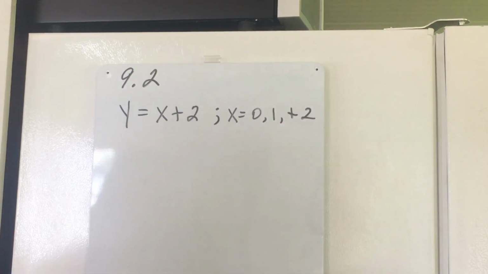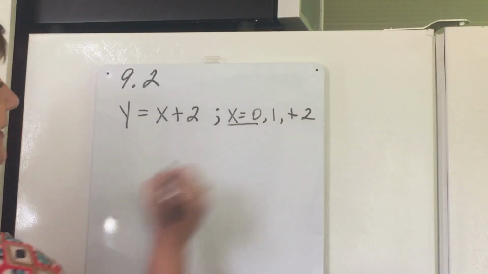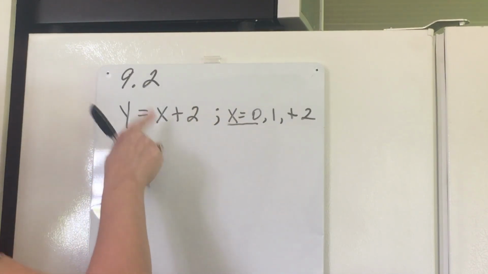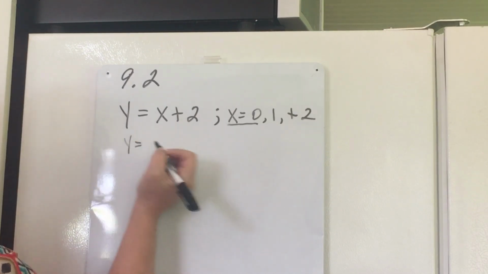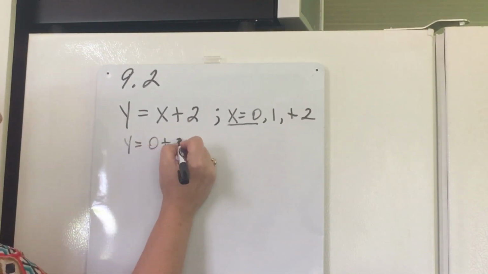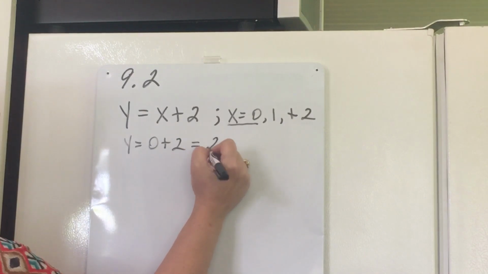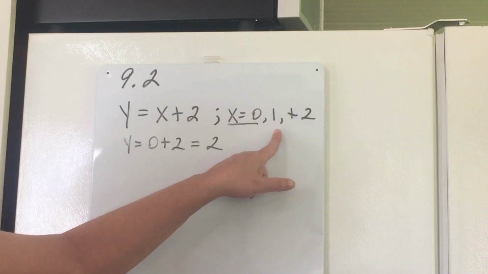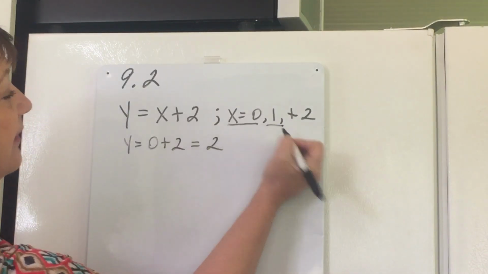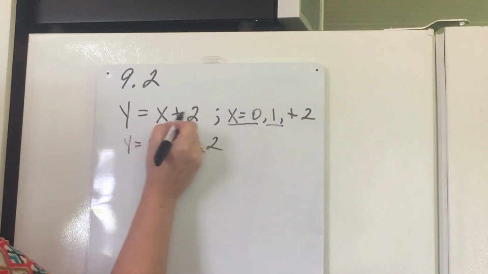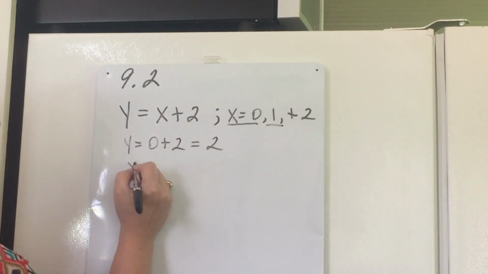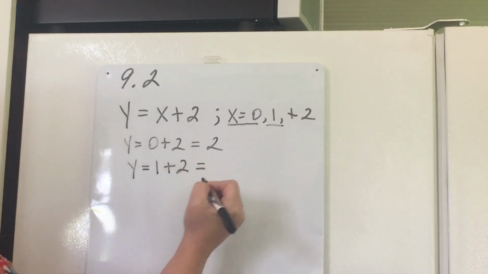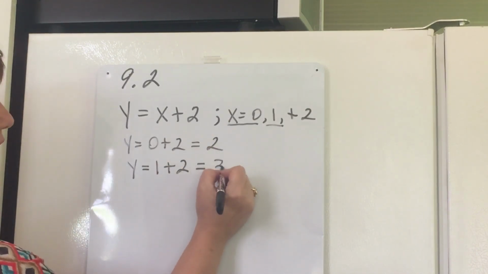So for example, let's say x is 0. So I'm going to put that 0 right here for x. So then that's y equals 0 plus 2, which is just 2. Now I have another value for x. Let's try putting 1 in there. So I use this same equation, but this time I'm going to say y equals 1 plus 2. So then that means y is 3.